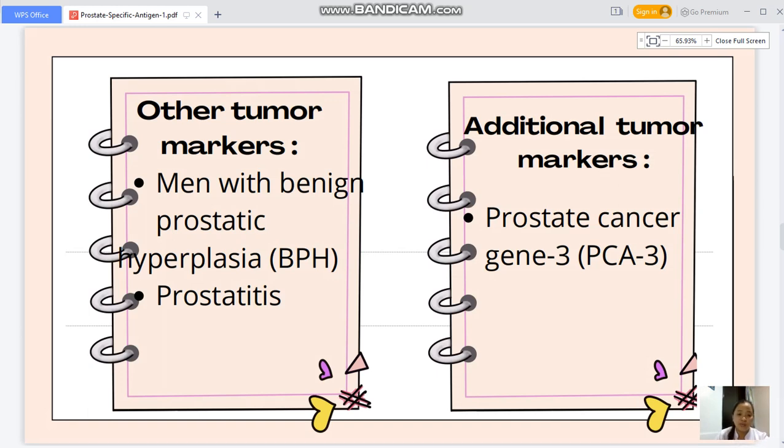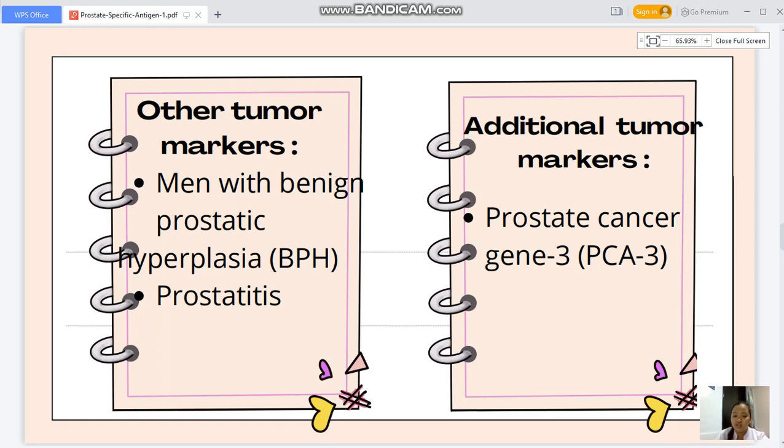And so there are other conditions that raise PSA. First, we have men with benign prostatic hyperplasia or BPH. This is a prostate gland enlargement and it is a common condition as men get older. And then we have prostatitis. This is a disorder of the prostate gland usually associated with inflammation. As I mentioned earlier, these have high PSA levels.